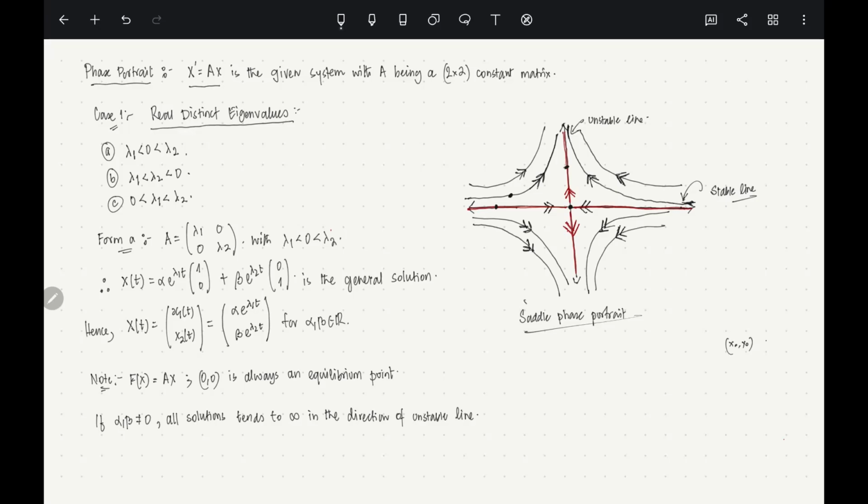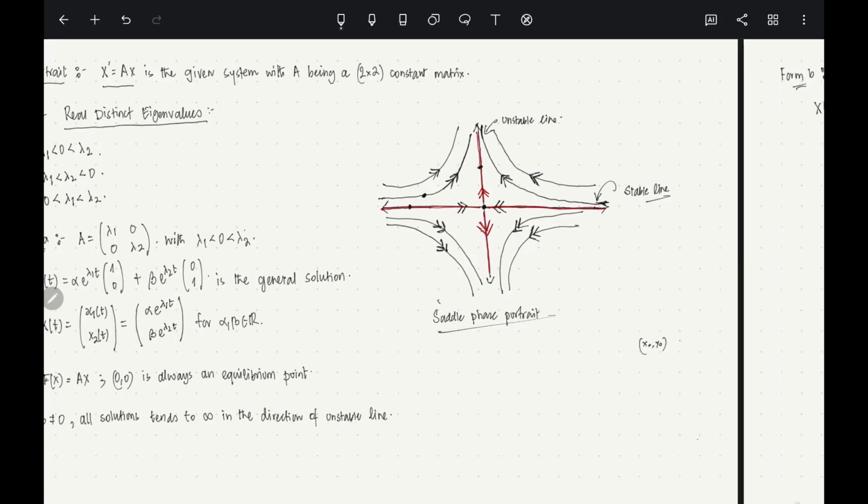We want to look at the flow of a particle. If you put a particle anywhere here, all of these points are moving. We want to see the behavior of the particle, how it is evolving with time. That is what the phase portrait does.